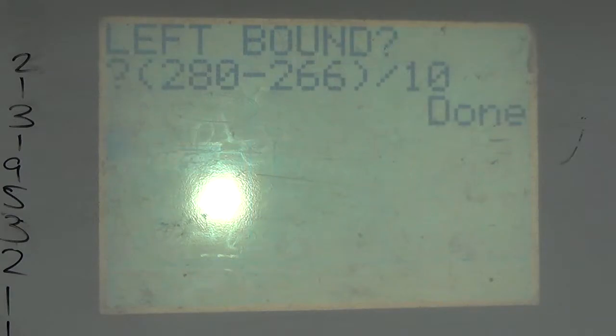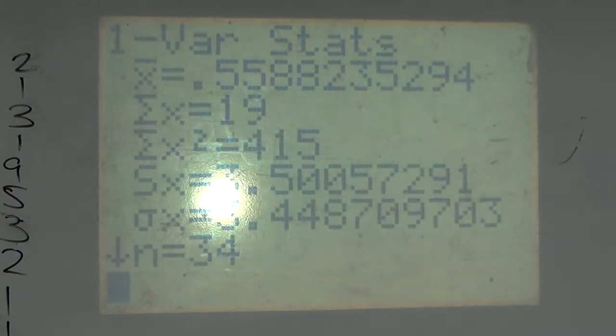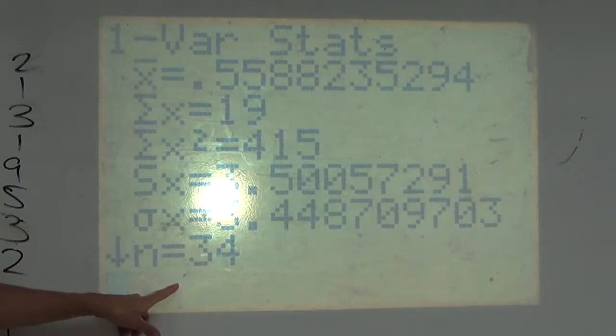I don't want to get hung up with it. You can obviously do the arithmetic. You've done it many times before. So I'm going to do 1-bar stats on list 1 and list 2. I get an average of 0.56. Well, that's close enough. We're going to call it 0.5. And n is 34. That's how many people were in the room, so I'm happy with that. I can live with that.